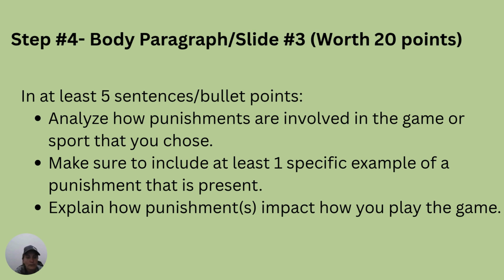Step number 4, body paragraph or slide number 3, worth 20 points. In at least 5 sentences or bullet points, analyze how punishments are involved in the game or sport that you chose. Make sure to include at least one specific example of a punishment that is present, and explain how punishments impact how you play the game.